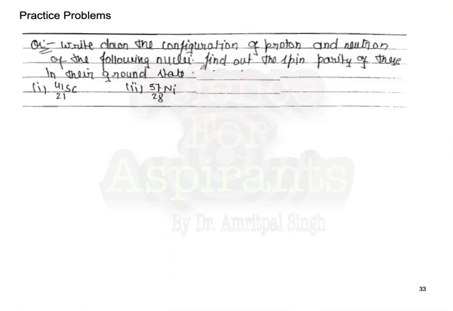So we have to find the spin and parity of this ground state nucleus. So scandium, whose atomic number is 21 and mass number is 41. So how can you find it out? You also try to solve it. I want to check whether you have followed my concept or not. So you can write here the formula.